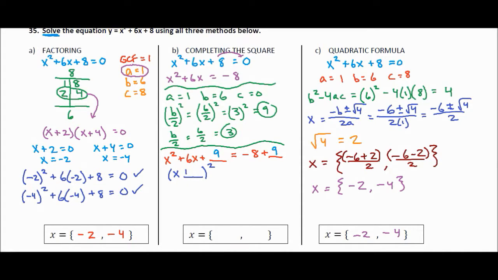We figured that out as b over 2. It's positive 3. Whoops. Let's write that in so we can see that we've added that in. It's positive 3. Oh, I just wrote positive 9. That's positive 3 equals, we can simplify the right side. Negative 8 plus 9 is just positive 1. That ends our completing the square.